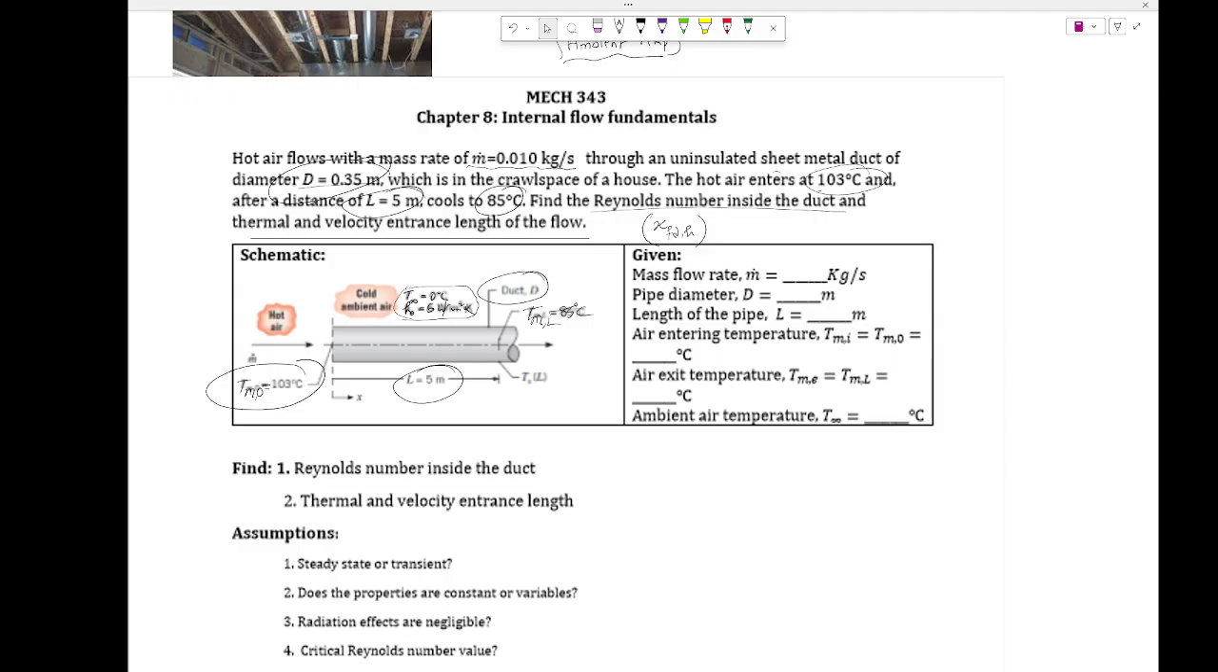And obviously the crawl space is exposed to ambient, and 0 degrees is common in winter. You can design the temperature that way. So 0 degrees.